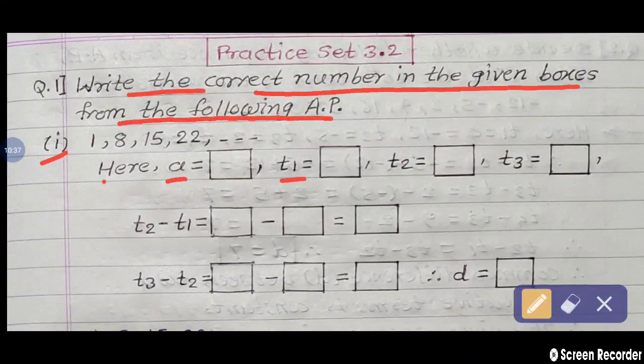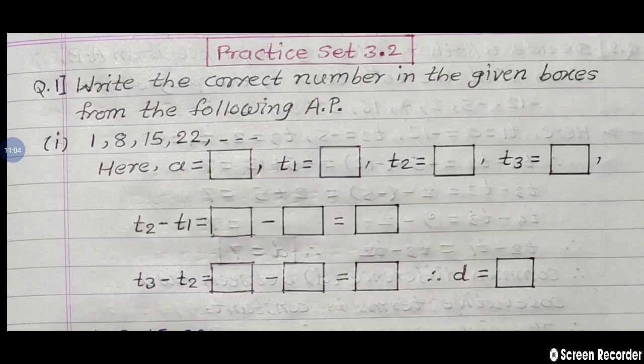a means nothing but the first term. So what do we write in the first two boxes? 1. T2 is what? 8. T3 is equal to 15. So find out the difference. T2 minus T1 is equal to two boxes. Do the subtraction and write the final answer in this box. T3 minus T2, then the final answer in this box. Therefore, these two differences are, I think, equal. That value we write in this last box.